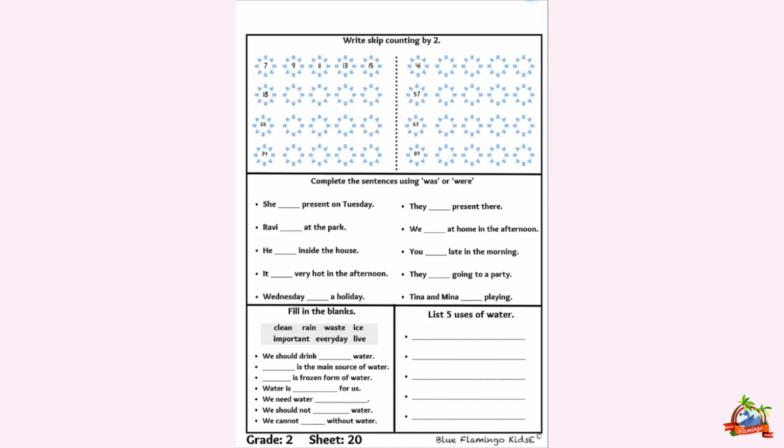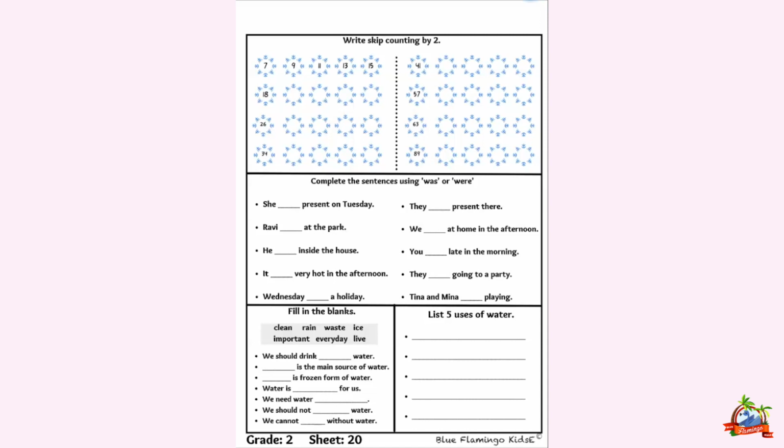So see the first sentence. First sentence is: She dash present on Tuesday. She was present on Tuesday. So what will we fill here, was or were? We will fill was because the subject is singular. She means here one girl is being talked about. So the subject is singular. That is why we will fill was. She was present on Tuesday.